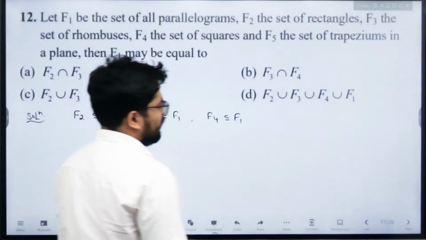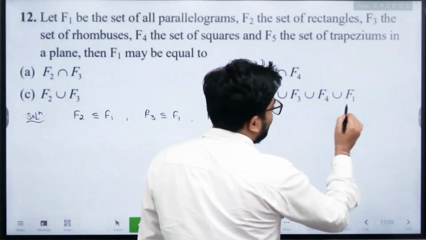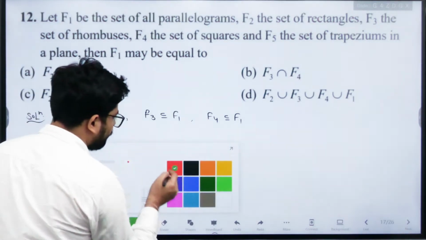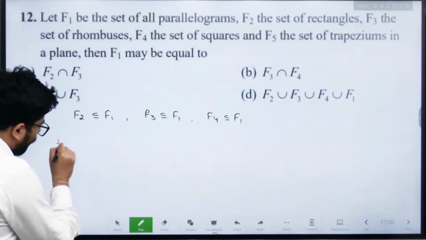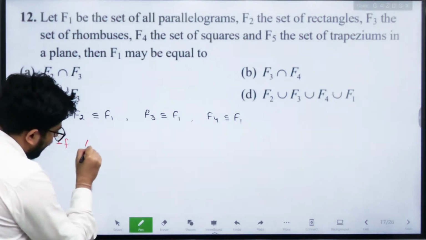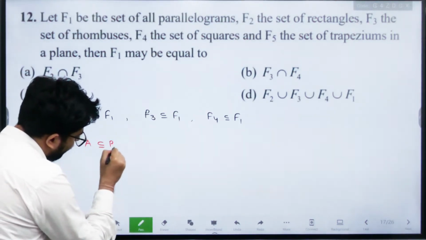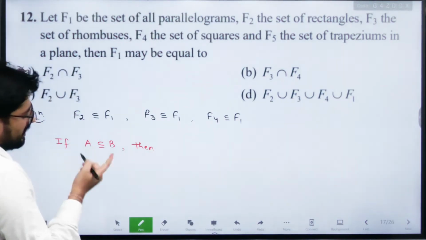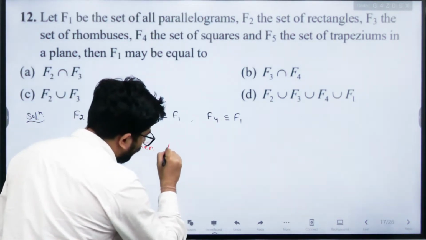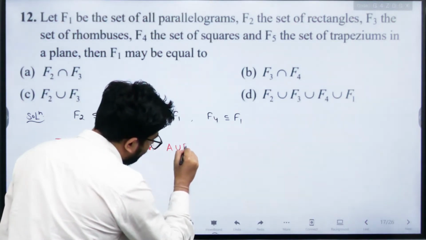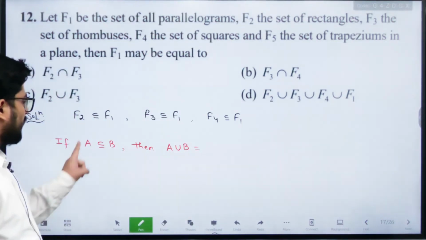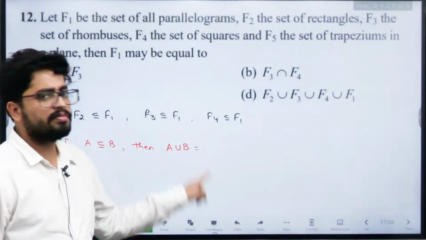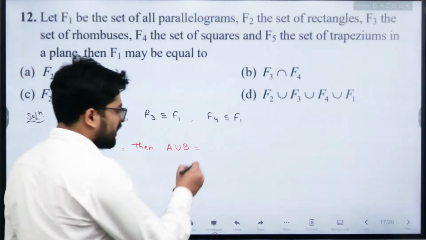So if you observe D, we know one fact: if A is a subset of B, then what about A union B? Okay, A is a subset of B means every element of A is in B. So A union B is what? A union B is B.